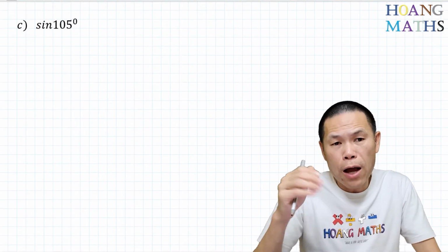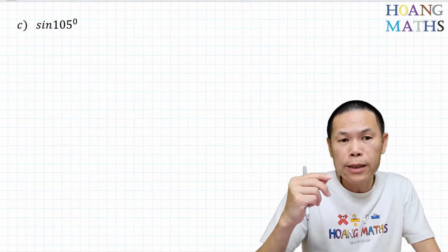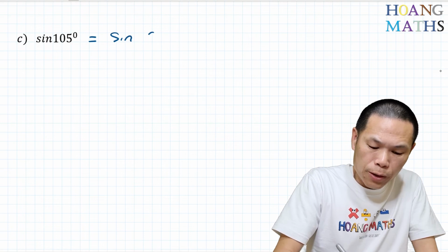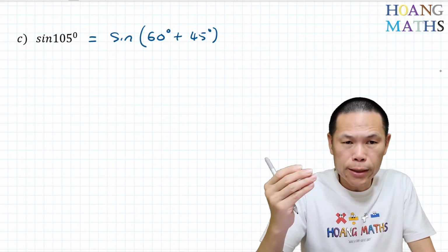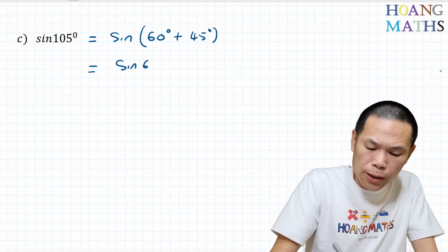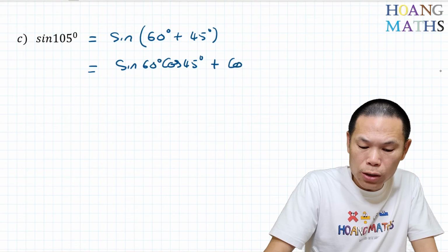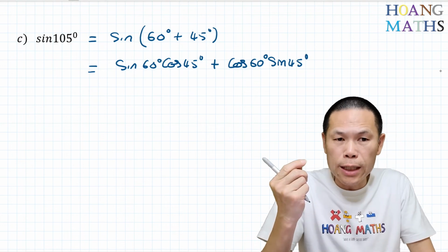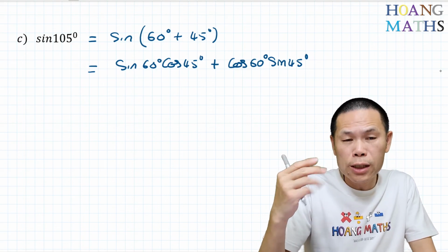Last one, sine of 105 degrees. We know that 105 degrees is equal to 60 degrees plus 45 degrees. So this is equal to sine of 60 degrees plus 45 degrees, or 45 degrees plus 60 degrees, if you like. The identity gives sine of 60 times cos of 45, plus cos of 60 degrees times sine of 45 degrees. I just use the trig identity to expand this.